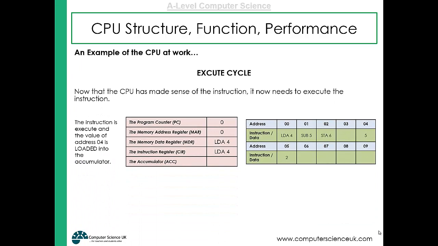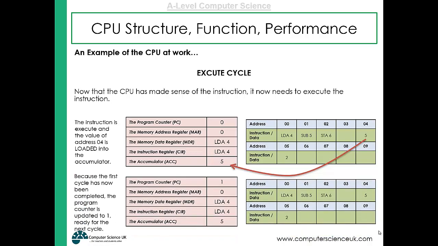So, execution of that instruction. The instruction says load to the accumulator the contents of address 4. Well, let's have a look. What's in address 4? Well, it's the number 5. So that then is moved into the accumulator. It's transferred from the RAM along the data bus into the accumulator. And that's the first fetch, decode, execute cycle complete. So we're on to the second fetch, decode, execute cycle.